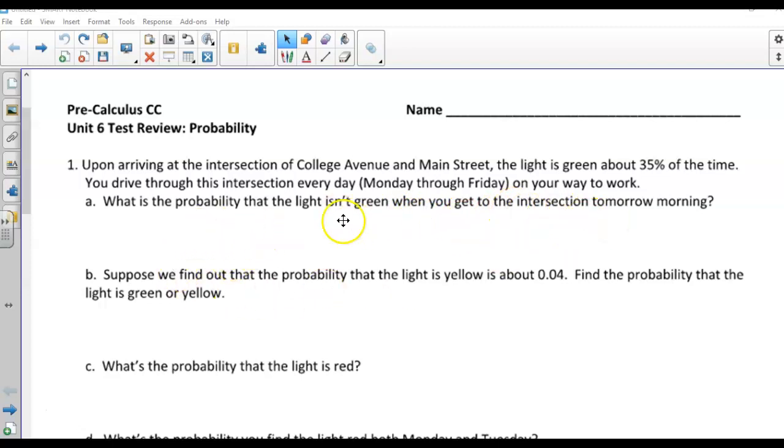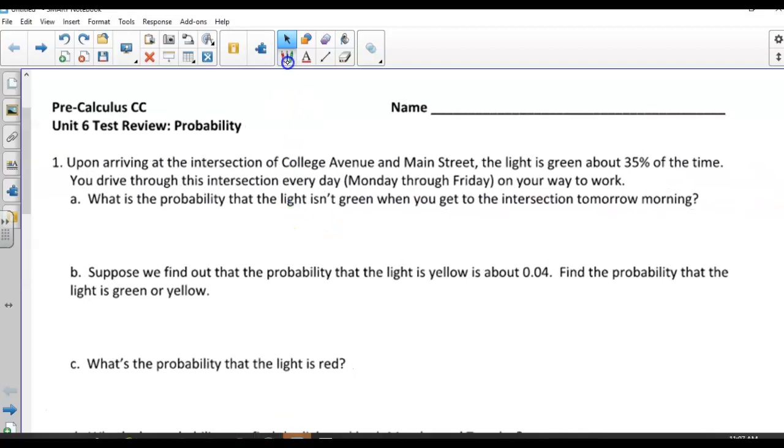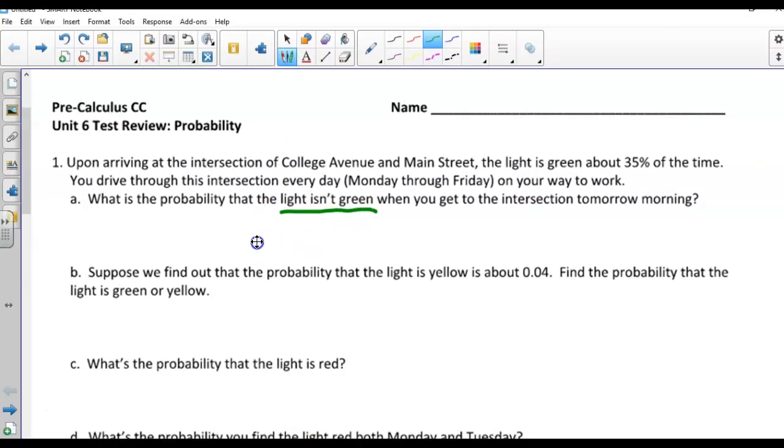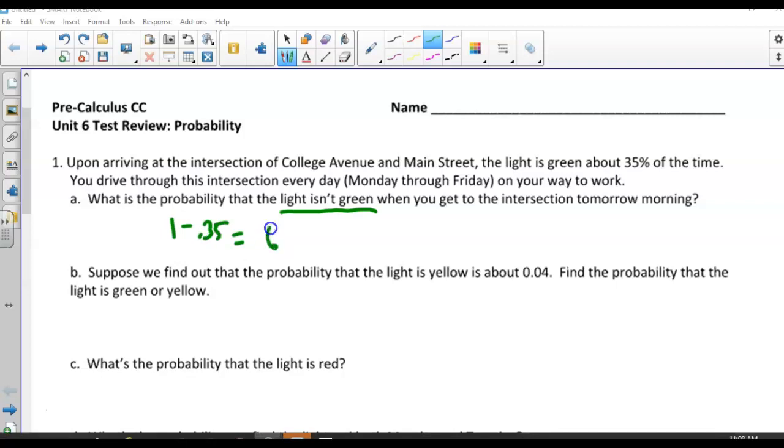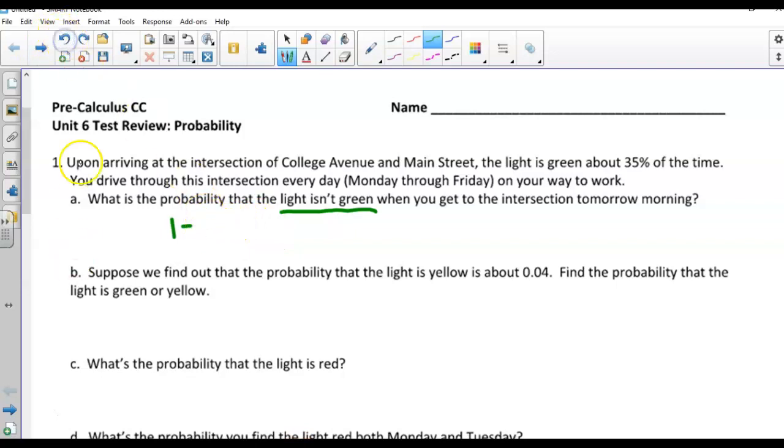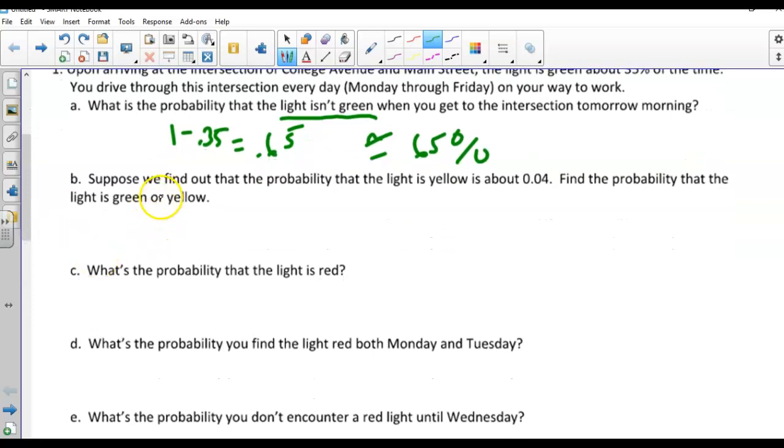So, isn't green. Isn't green is basically not green. When is it not green? So that one's kind of simple, right? You have 1 minus 0.35 equals 0.65, which is 65%.